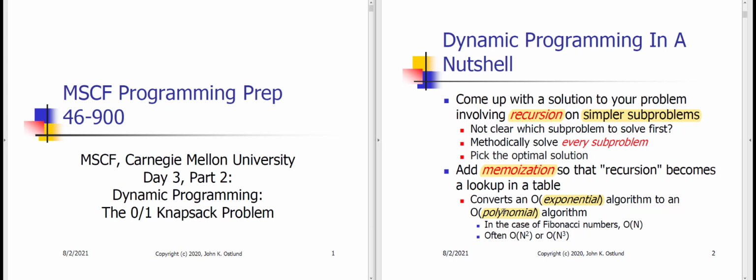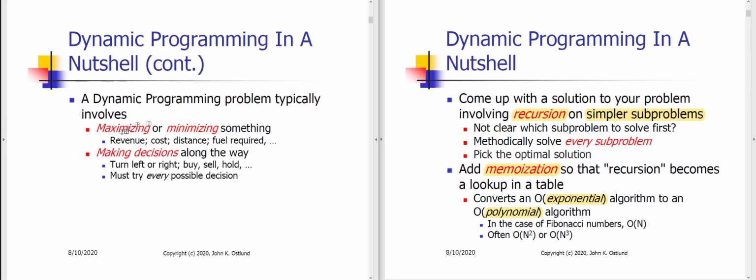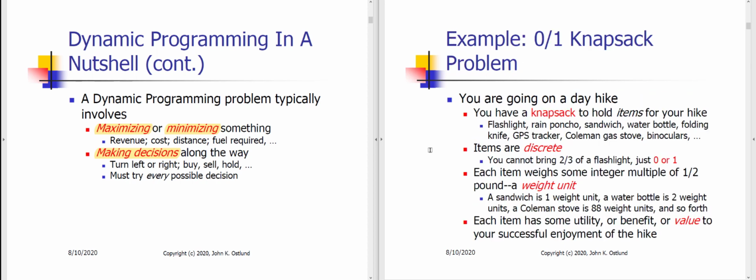Okay, so usually when we're doing dynamic programming, we're going to have to be maximizing or minimizing something, and we will typically need to be making decisions along the way. So the same thing is going to be true here for our knapsack problem.